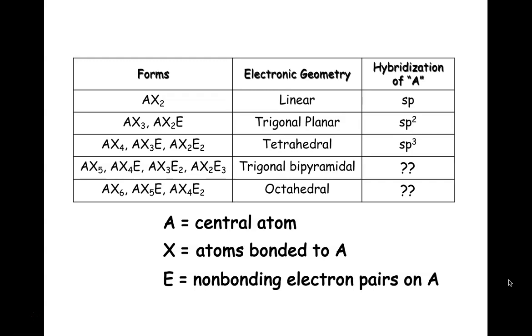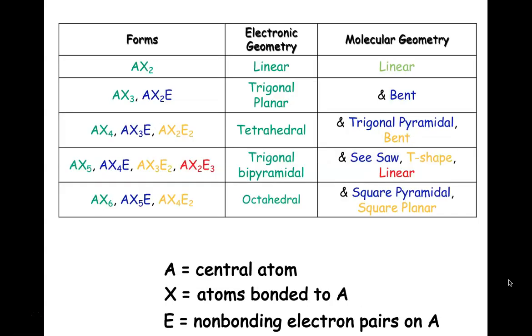The hybridization of A, again our central atom, notice it only kind of works for the first three. We'll get into hybridization coming up later. The question marks are there for the bottom two rows because chemistry has disproven that type of hybridization, so we don't need to worry about it.